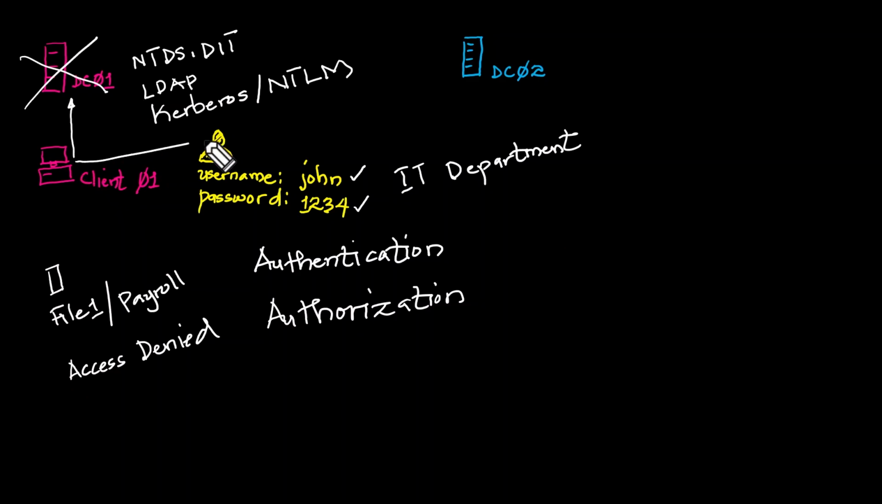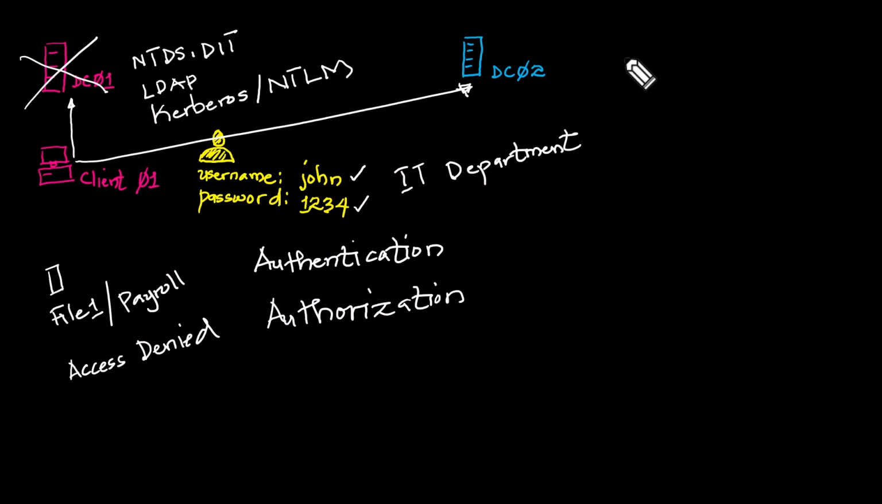DC02 can handle all of our authentication and authorization. Or, if DC01 doesn't crash, let's say we need to, like I said, shut down DC01 and perform some hardware upgrade or some routine maintenance, we can shut down DC01 any time of the day, any time of the night, any day of the week, because we have a second domain controller that will handle all of the authentication and authorization.